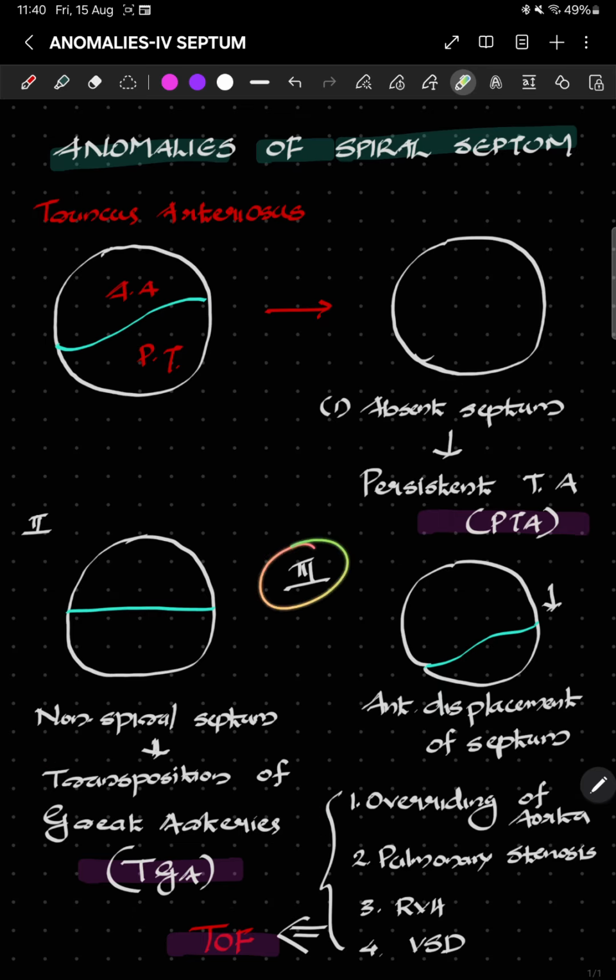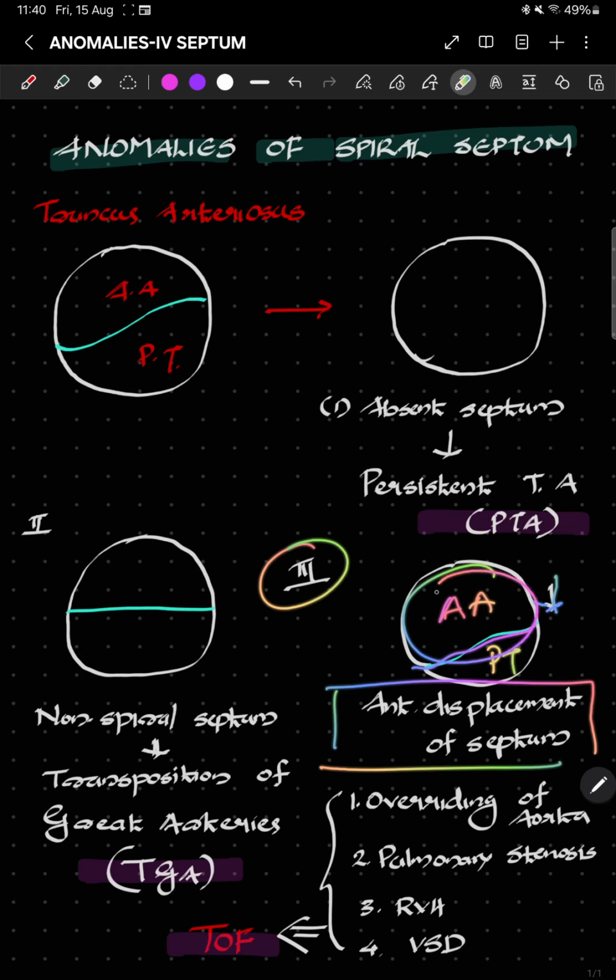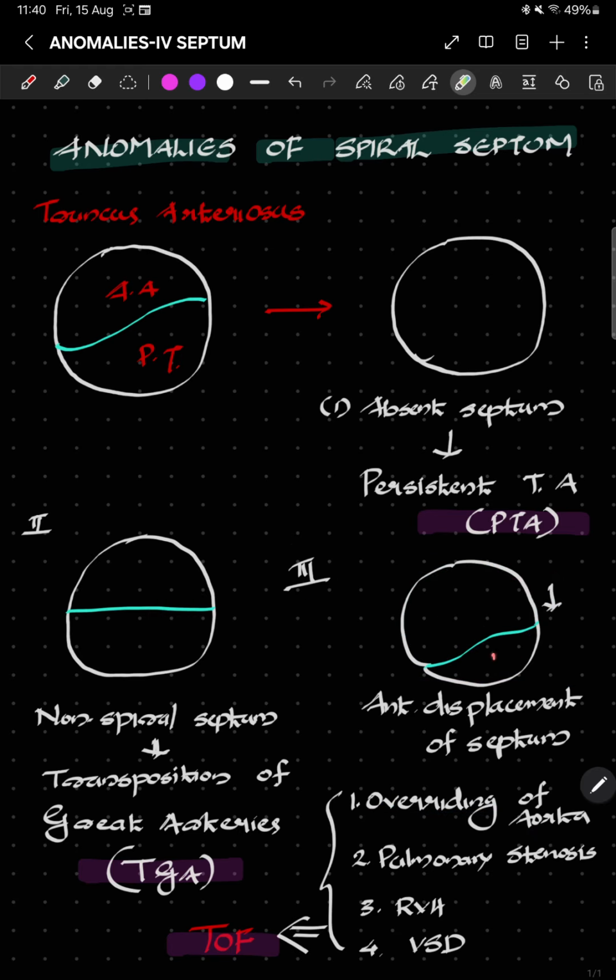And in the third case, whenever there is anterior displacement of the septum, the septum is placed more anteriorly, from the arch of the aorta towards the pulmonary trunk. We know that there is overriding of the aorta present, and it will also compress the pulmonary trunk here. That will lead to pulmonary stenosis, and associated with it there will be increased flow towards the right ventricle, and it will cause hypertrophy of the right ventricle.